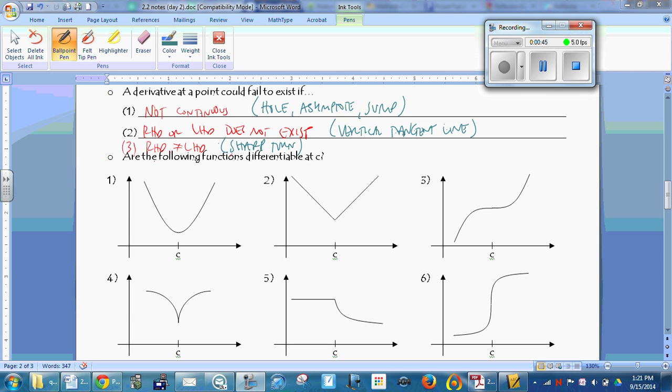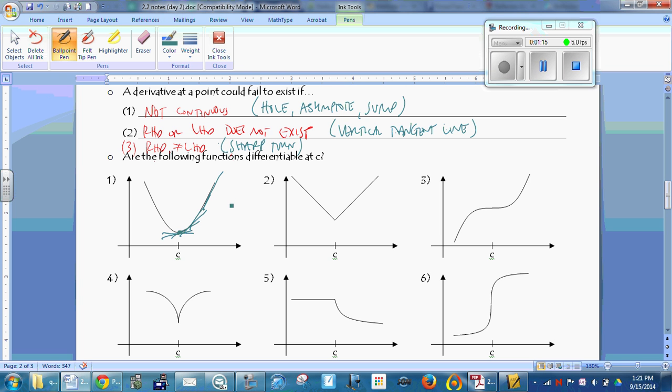So for number one, we want to figure out is this differentiable. First, let's see if it's continuous. We don't have any holes or jumps or anything at c, so it fits the first requirement. It's continuous. Then we want to look at the right-hand derivative and the left-hand derivative. So from the right side, as we get closer and closer to c, remember the derivative is the slope of the tangent line. So we have a positive slope, and that gets less and less steep as we get closer and closer to c. And at c, it's approaching a slope of 0.